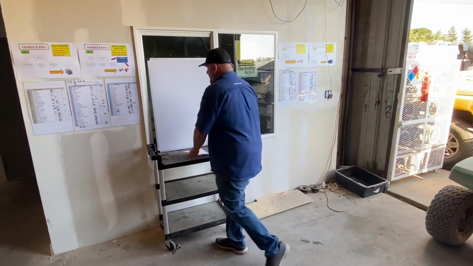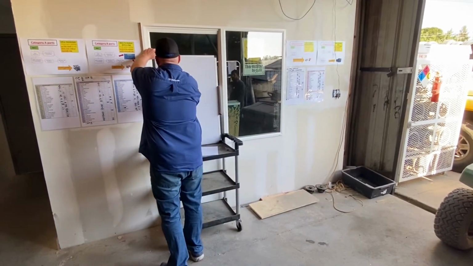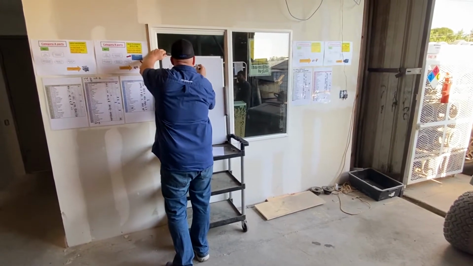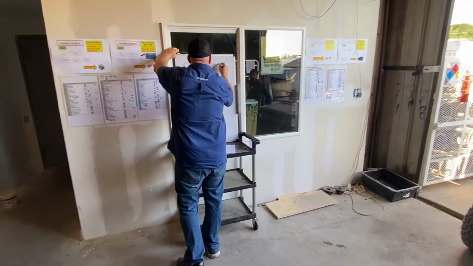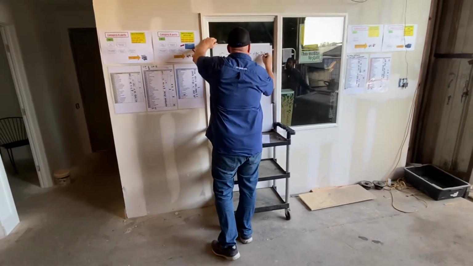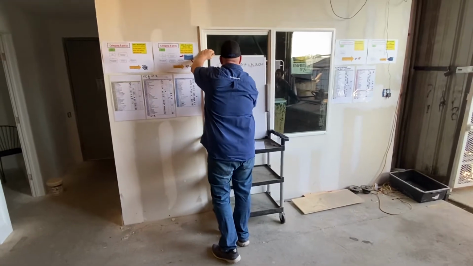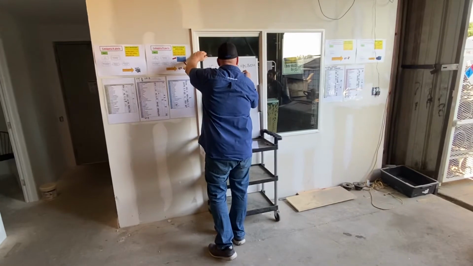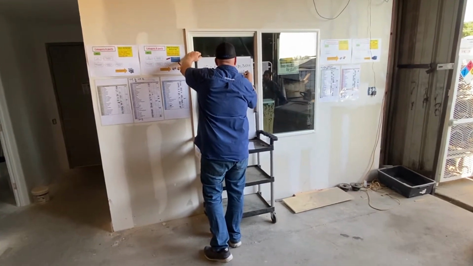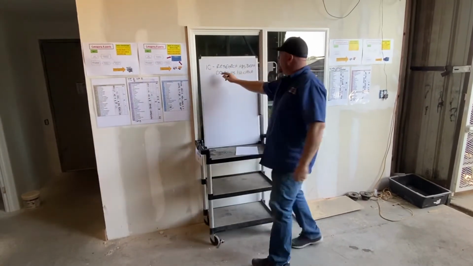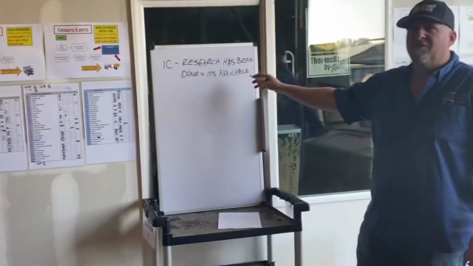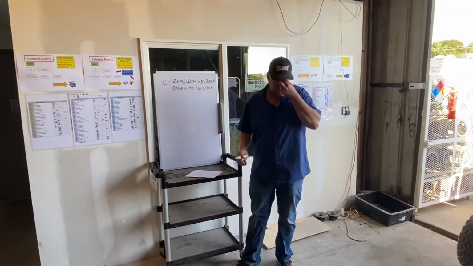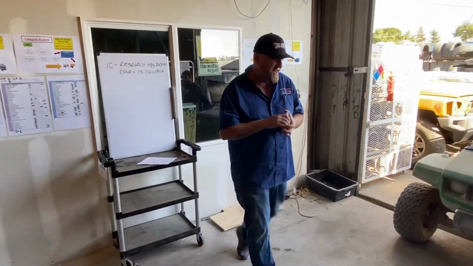So an interchange part, the research has been done and it's available. The research is available. So interchange part, the research has been done and it's available. Example of an interchange part. Here we go. Interchange part.